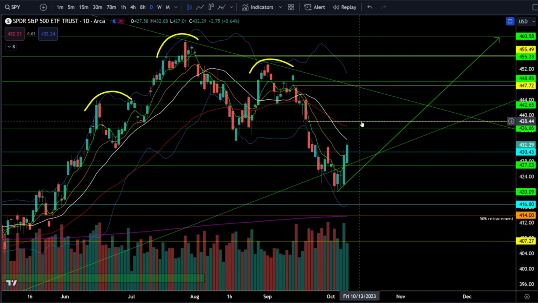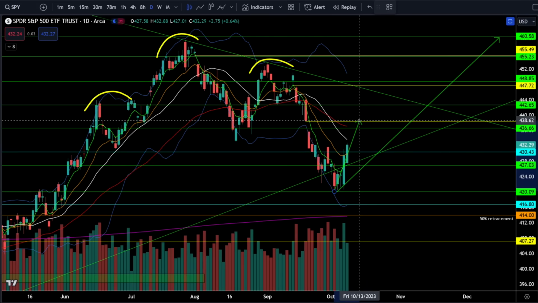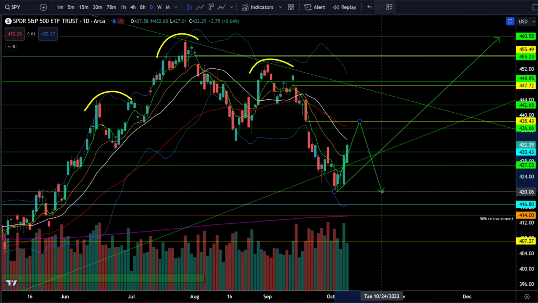Now keep in mind what I said last week: even if we bounce all the way up to fill that gap, that could still be a lower high, and we could still come back down to 420 to test it as a support yet again before we continue into this bull rally.